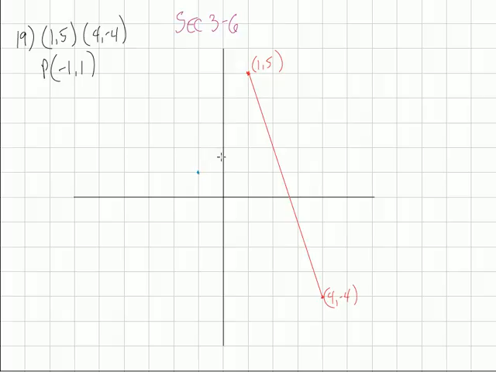Alright, so what do we have to do? We've got to find the distance between this point and this red line. So I draw it. How do I draw it? Do I draw it to here? To here? Where do I draw it? Perpendicular, right. So it's going to be in there somewhere.